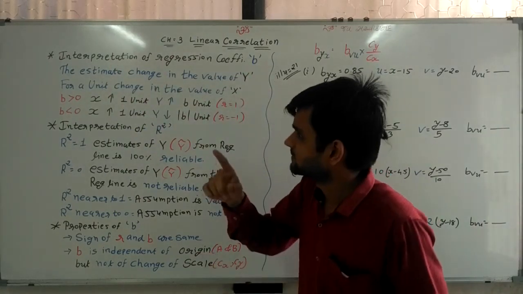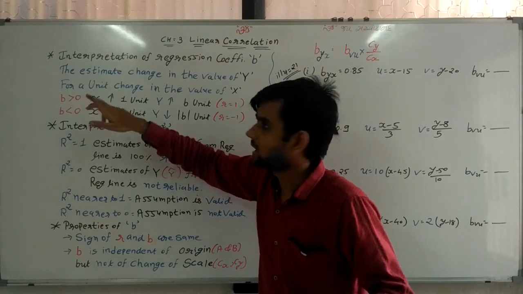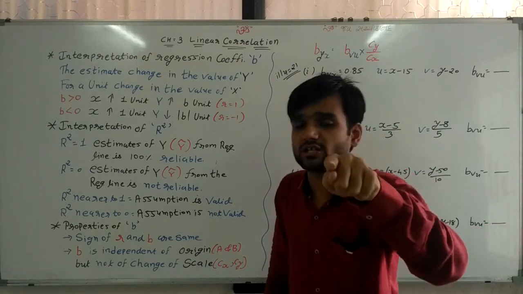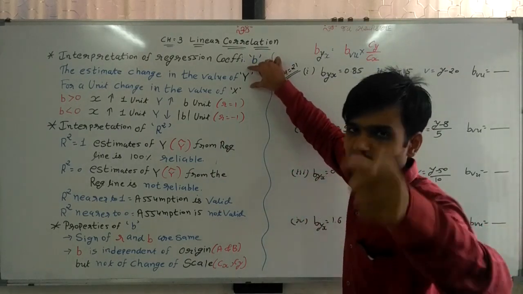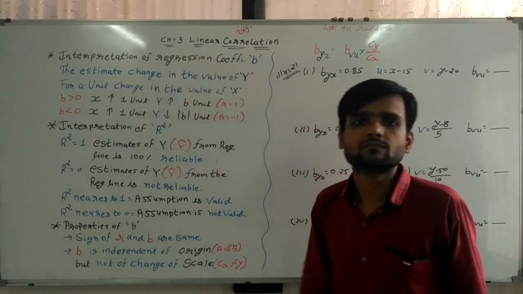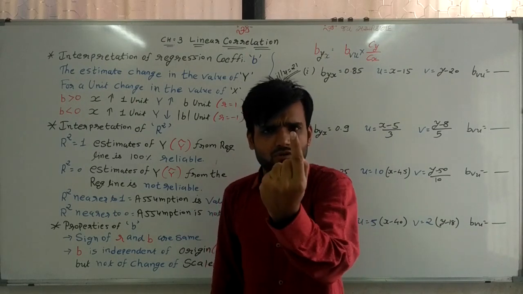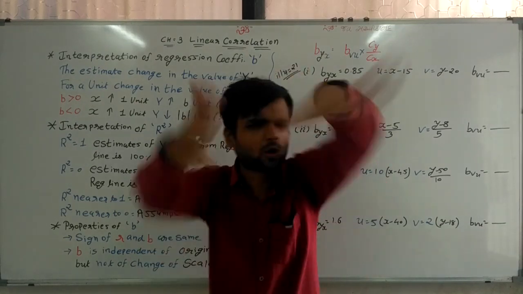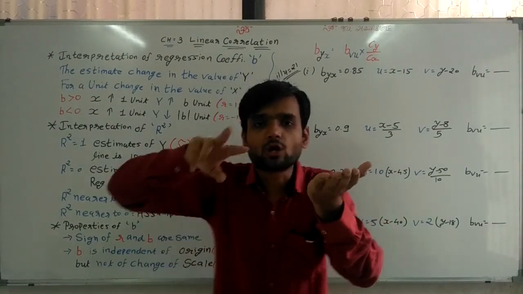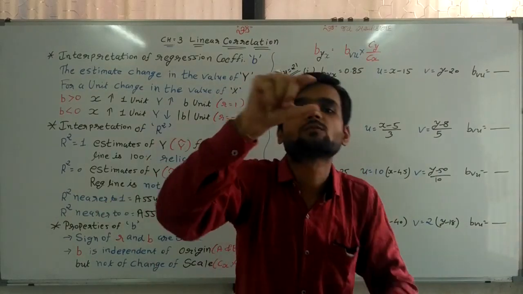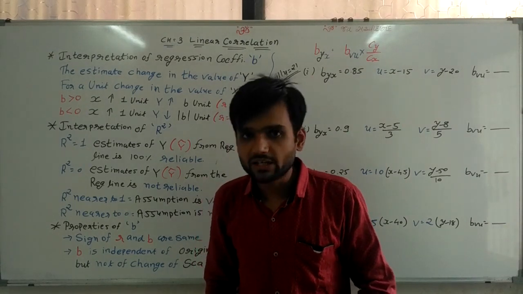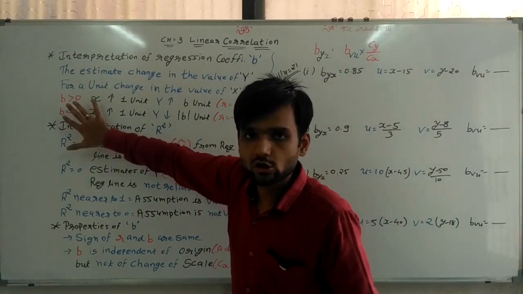What does it mean? B means the estimated change in the value of y for a unit change in the value of x. Estimate means cap. If there is a one unit change in the value of x, increase or decrease, whatever it may be, then what is the change in the value of y? That is b, the regression coefficient.